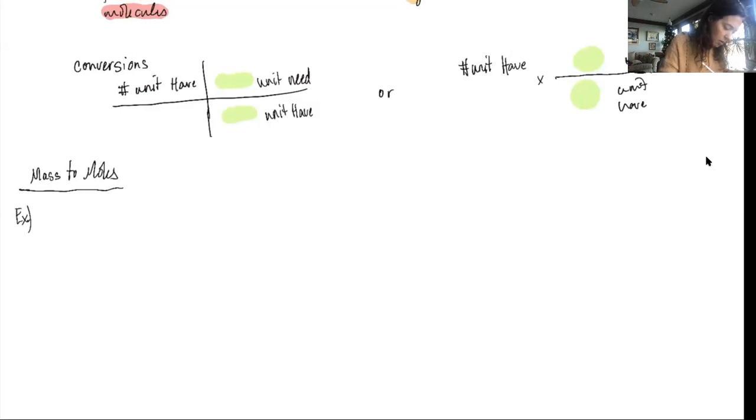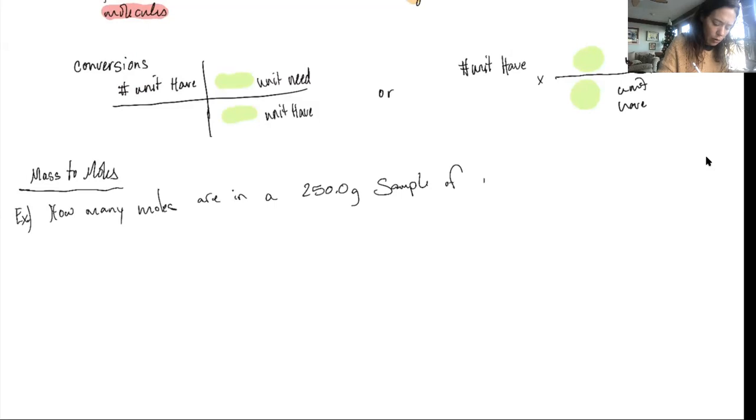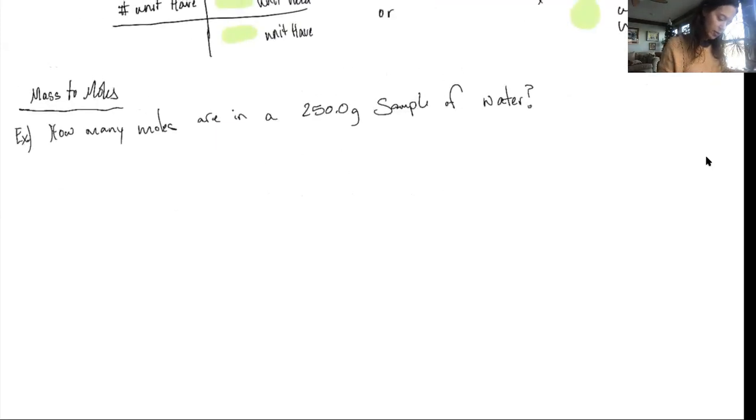Let's go like this. How many moles are in a 250 gram sample of water? How many moles are in a 250 gram sample of water? Wow, I wish that was straight.